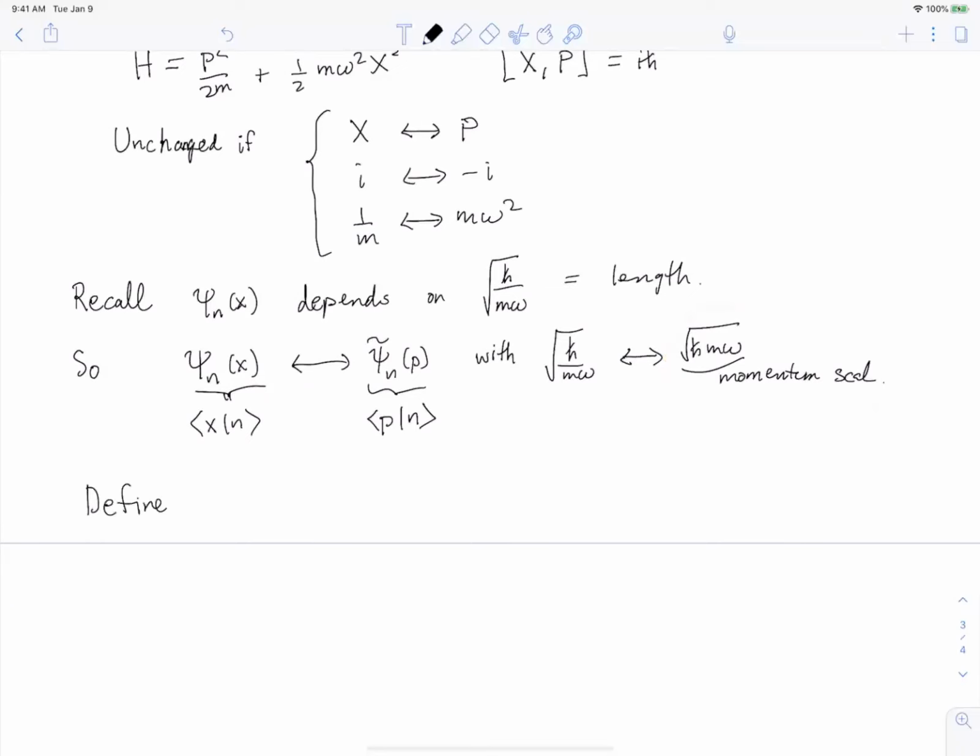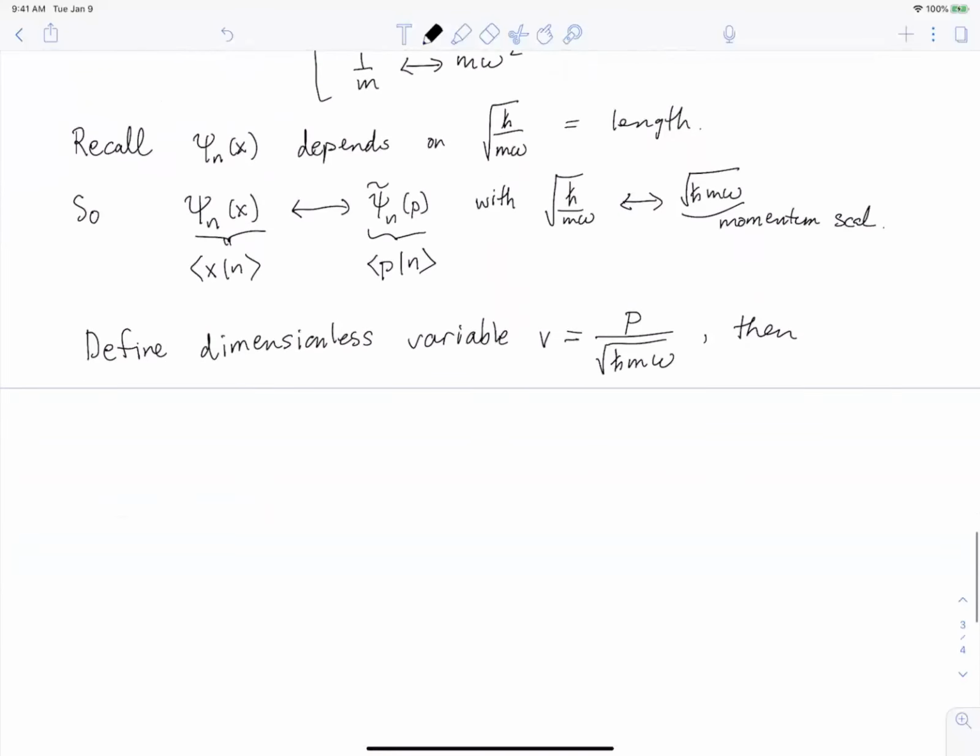And so we'll just make a definition out of that. We will define a dimensionless variable v, which is going to be p over square root of h bar m omega. Okay, and then we can immediately write down what the psi tilde n's of p are. The momentum space wave function is equal to, I'm going to write a denominator here with a mysterious space above it.